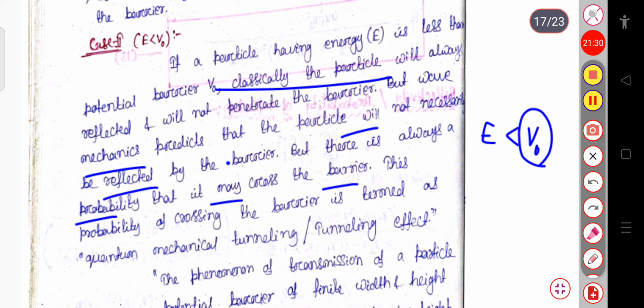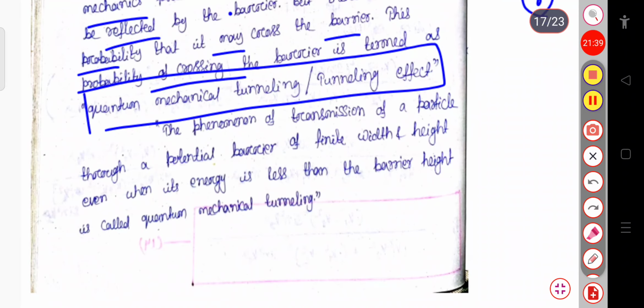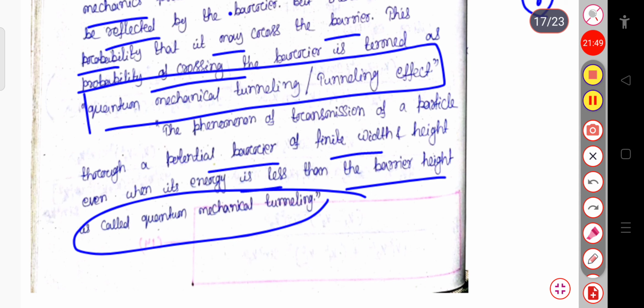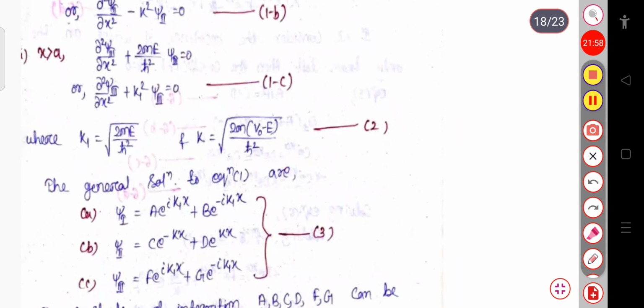This probability of crossing the barrier is termed quantum mechanical tunneling, or the tunneling effect. So the phenomenon of transmission of the particle through a potential barrier of finite width and height, even when its energy is less than the barrier height, is called quantum mechanical tunneling. This simply means that though the energy of the particle is less than your potential, you will still get a particle in that region. When energy is less than V naught, the particle will definitely cross that barrier. This type of effect is called the quantum tunneling effect.